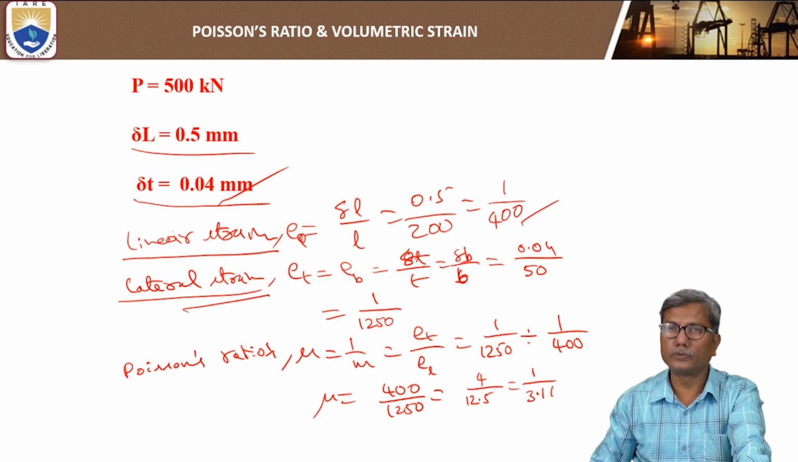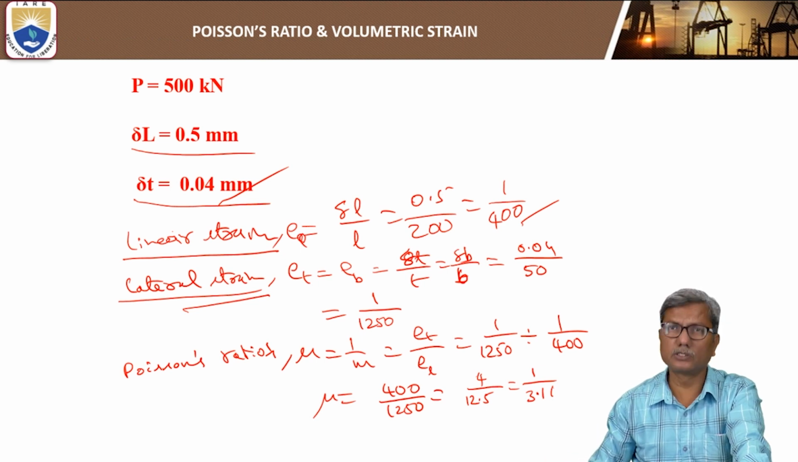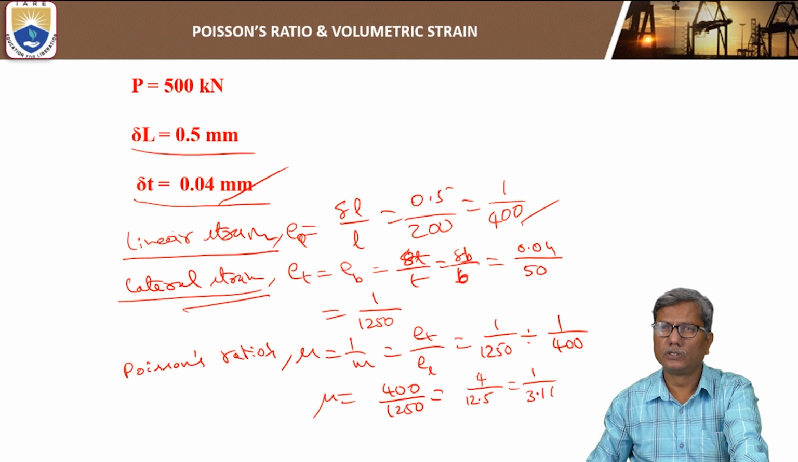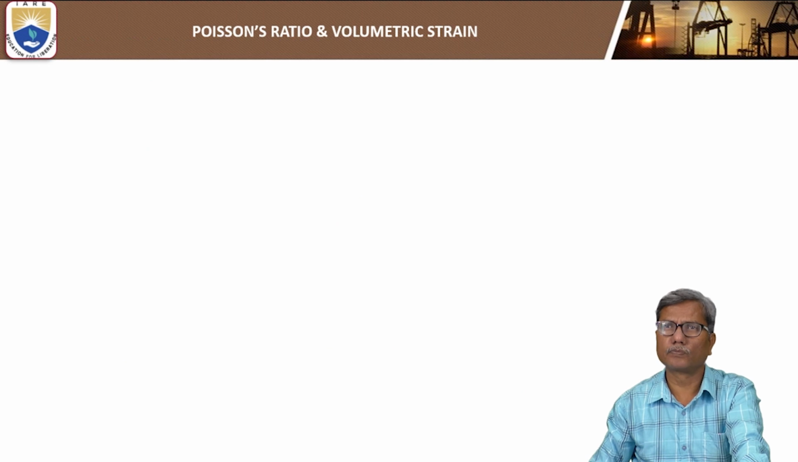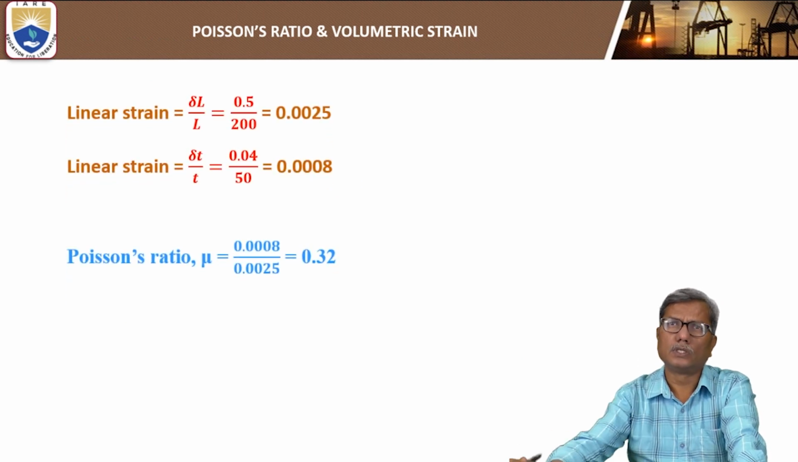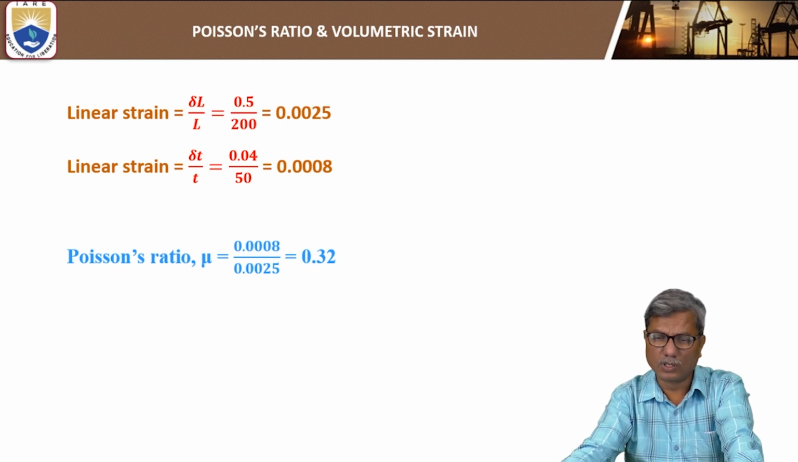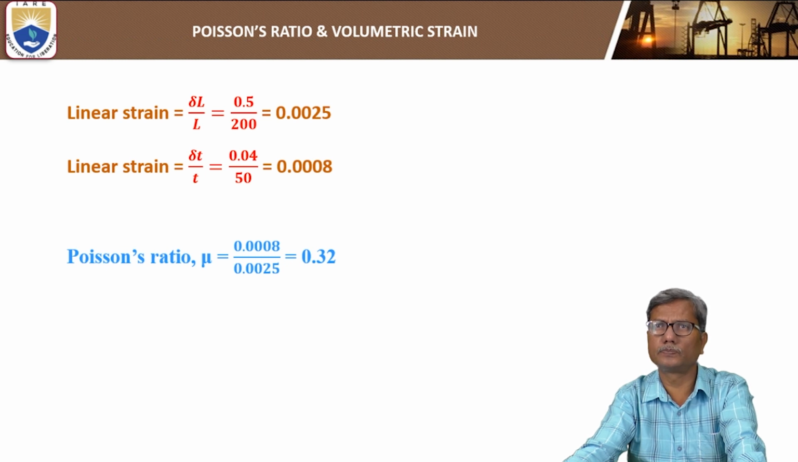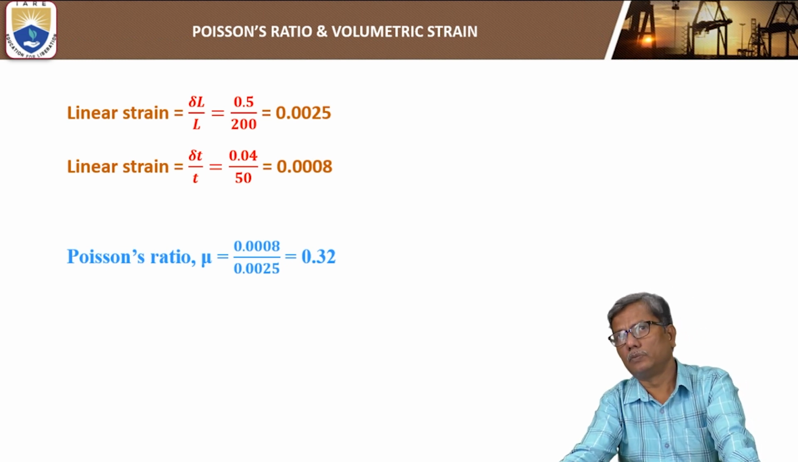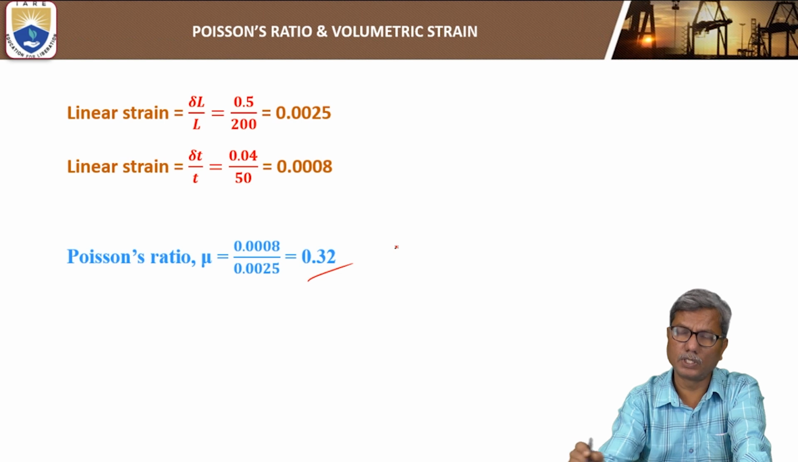Knowing Poisson's ratio, how will you get Young's modulus, which is stress by strain actually. Young's modulus is stress by strain. So, linear strain is 1 by 400, which means 0.0025. And lateral strain is 0.0008. And Poisson's ratio is 1 by 3.11, which is also 0.3.